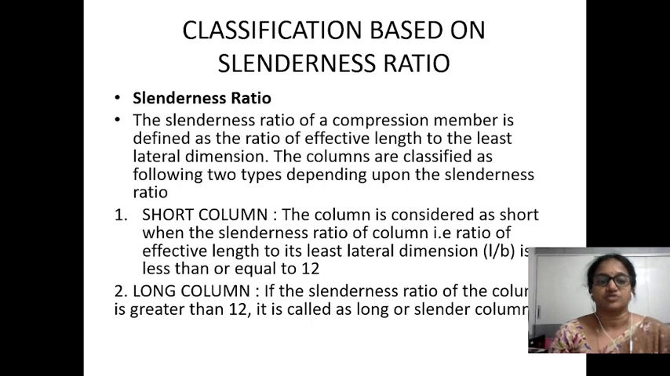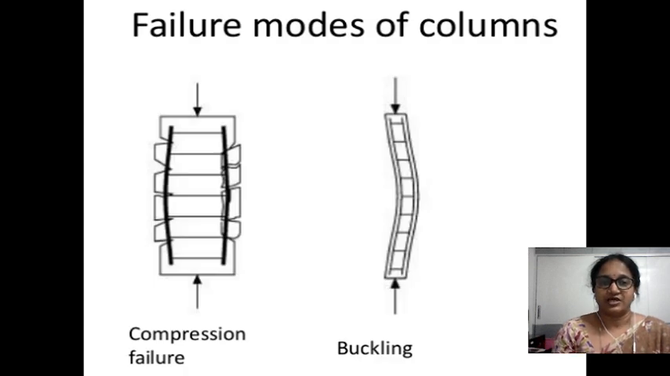Based on the slenderness ratio, the column is classified into two types: short column and long column. Coming to the short column, if the slenderness ratio, that is the effective length divided by the least lateral dimension, is less than 12, it is called a short column. If the slenderness ratio is greater than 12, it is called a long column. These are the failure modes of columns: compression failure and buckling failure.